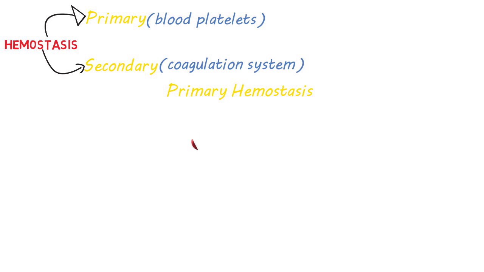Our blood platelets are part of our blood cells that are derived from the megakaryocytes, and subsequently they are destroyed in the spleen.